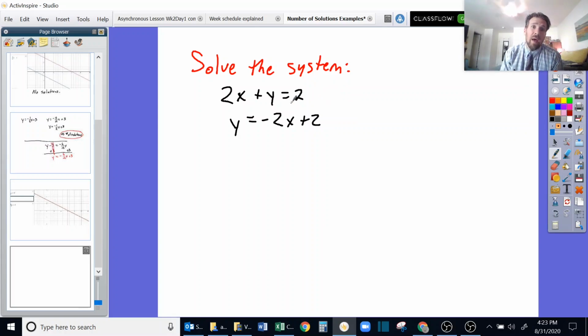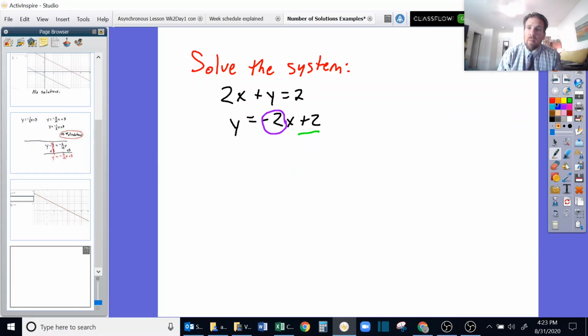So we know that what we really like to see is y equals form. We like to see that slope-intercept form. So this second equation is already in slope-intercept form. It has a slope of negative 2. It has a y-intercept of positive 2. And I'm going to leave that alone. I know some stuff about that line.